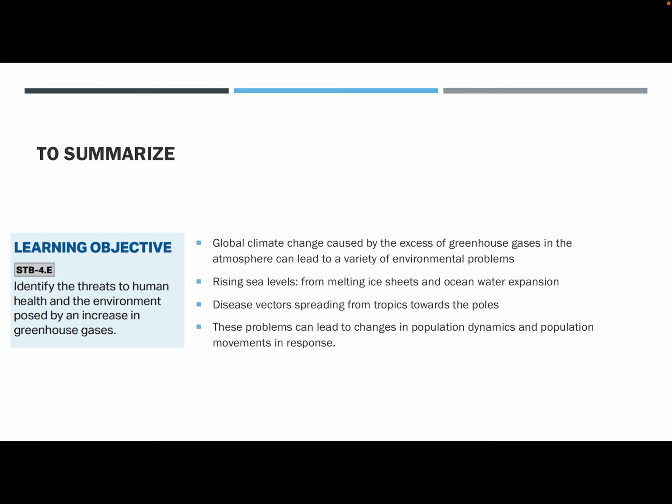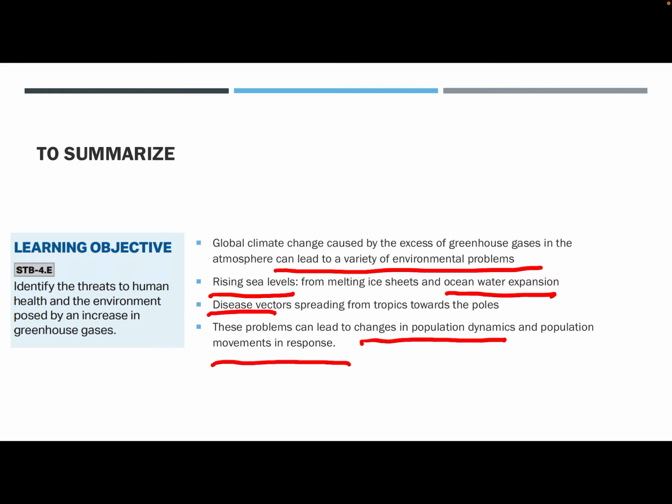So to summarize this quick part, global climate change caused by the excess of greenhouse gases in the atmosphere can lead to a variety of environmental problems. So we saw rising sea levels from melting ice sheets and ocean expansion, and disease vectors spreading from the tropics towards the poles. These can lead to changes in population dynamics and population movements in response.